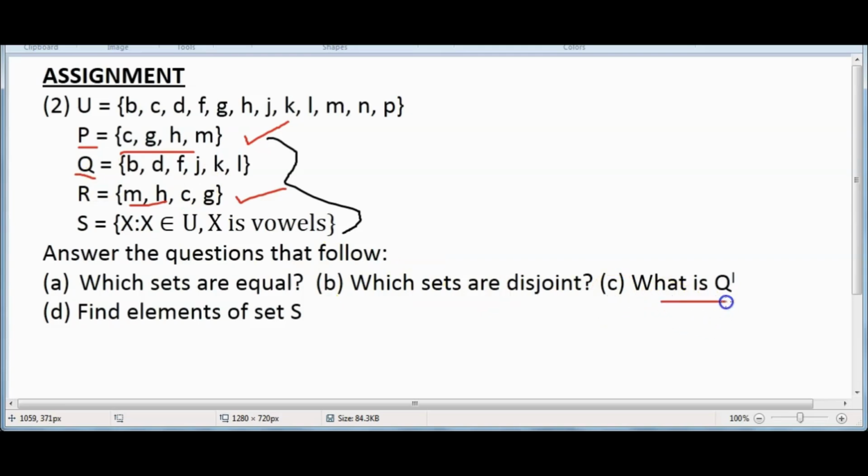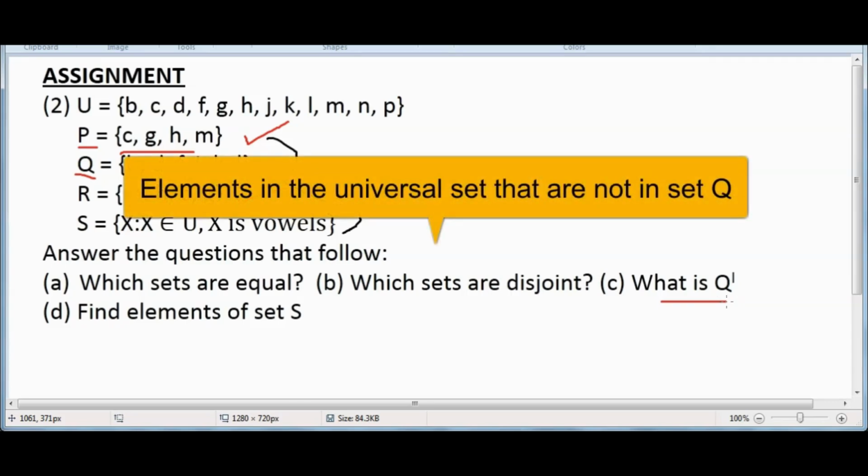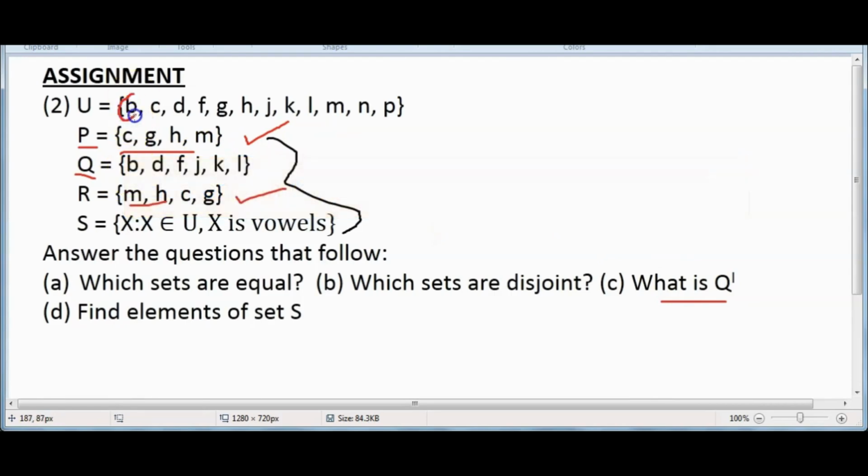What is Q complement? Let me first circle the elements of Q that are in the universal set: B, D, F, J, K, and L. All other elements not circled are not in Q. They are Q complement.